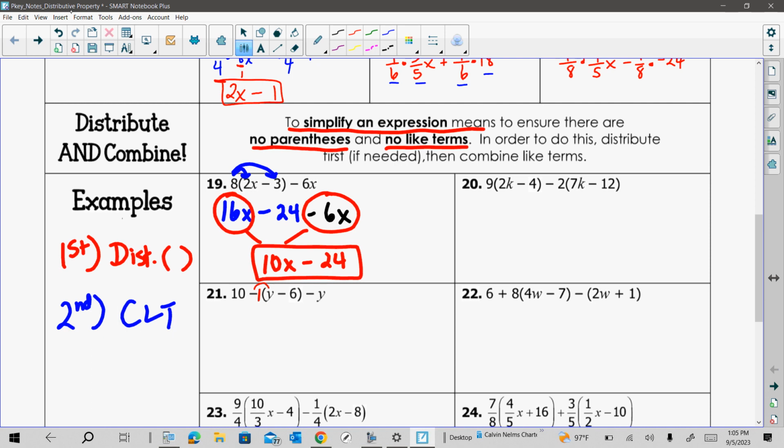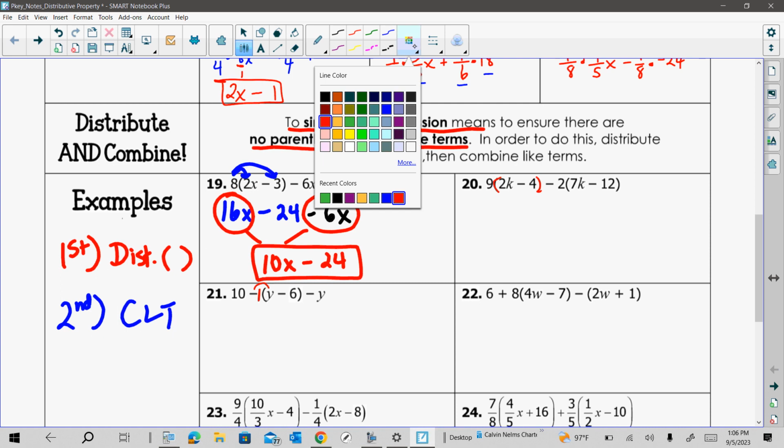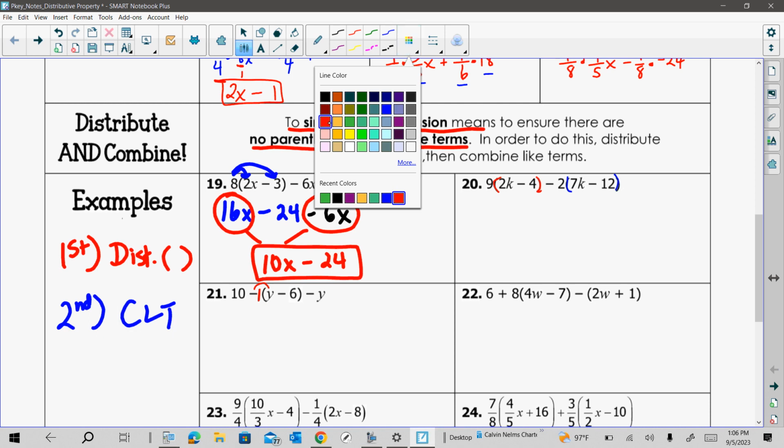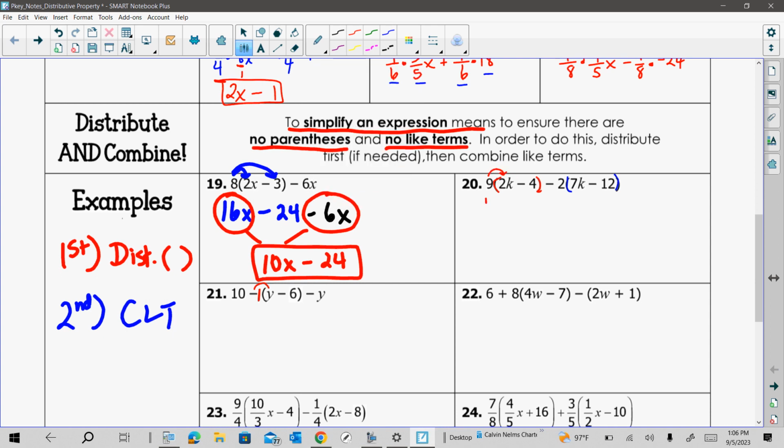On 20, there are two sets of parentheses: this first set, and then the second set. What are you distributing in the first set? 9. So we're doing 9 times the 2k, that is 18k. Sorry, I said x. Then 9 times this minus 4 is -36. Then I'm distributing the -2, because the -2 is in front of this. Pay attention.